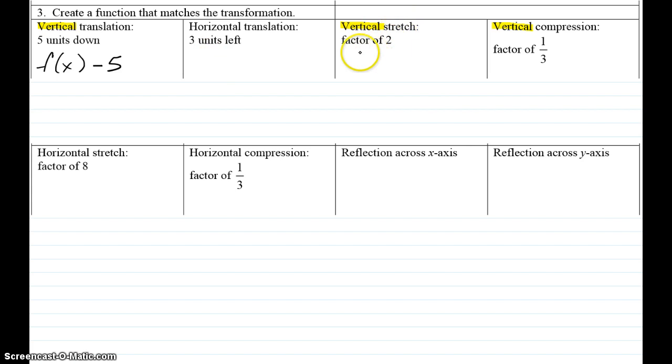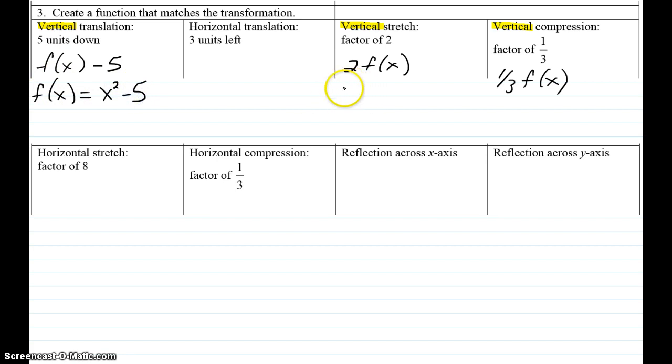When I stretch by a factor of 2, it's just my function times 2. And the same thing, vertical compression would just be a third of my function. So now let's actually make a function instead of saying f of x. So I could just say f of x equals x squared minus 5. f of x is equal to 2 times x cubed. f of x equals 1/3 of x to the 4th.